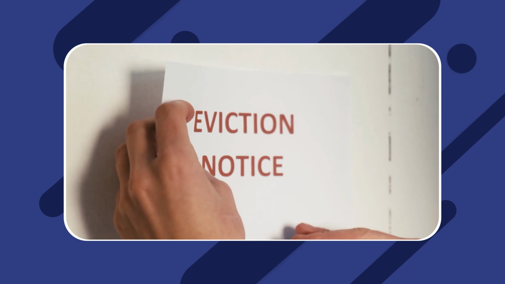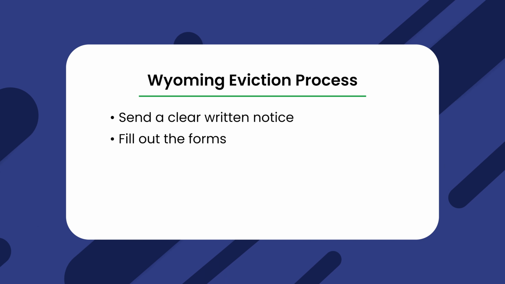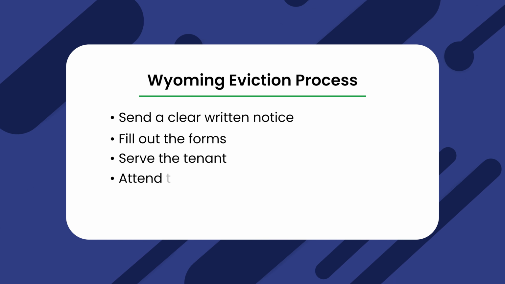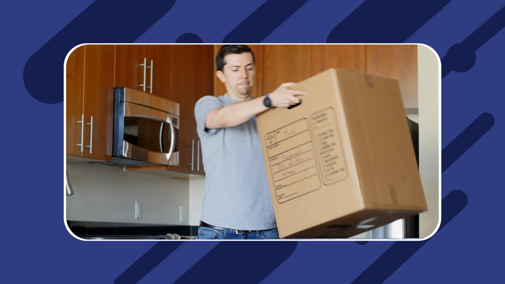A forcible entry or detainer suit is the legal term for a landlord's complaint against a tenant. These vary from county to county, but they still follow the same general eviction process. Send a clear written notice, fill out the forms, serve the tenant, attend the trial, and wait for judgment. Once a landlord wins the case, they can ask for a writ of restitution court order to order a tenant to move out of the property. A landlord cannot evict a tenant without one being issued to them.